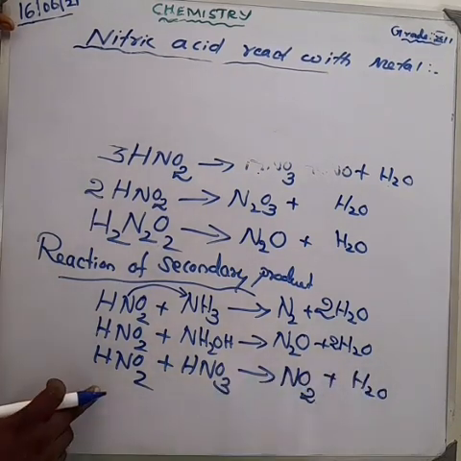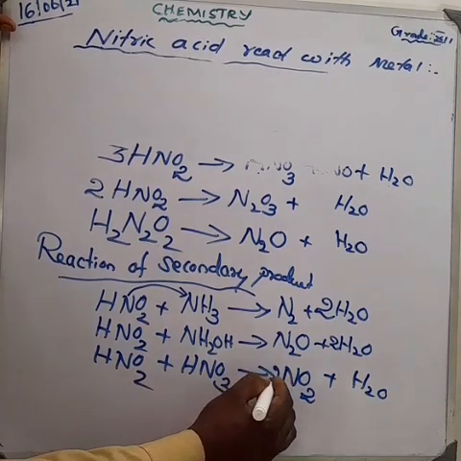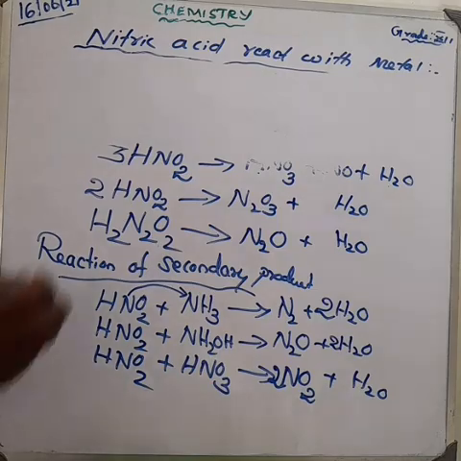How can you balance the equation? On the reactant side, they are having 2 nitrogen. So make it 2 NO2. So now the equation is balanced. Am I right, my dear children?